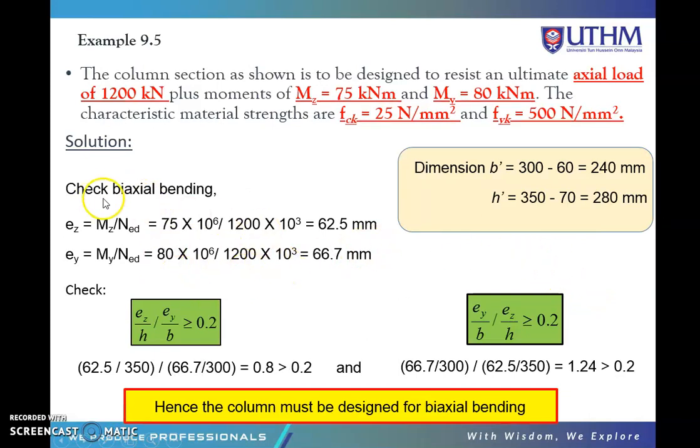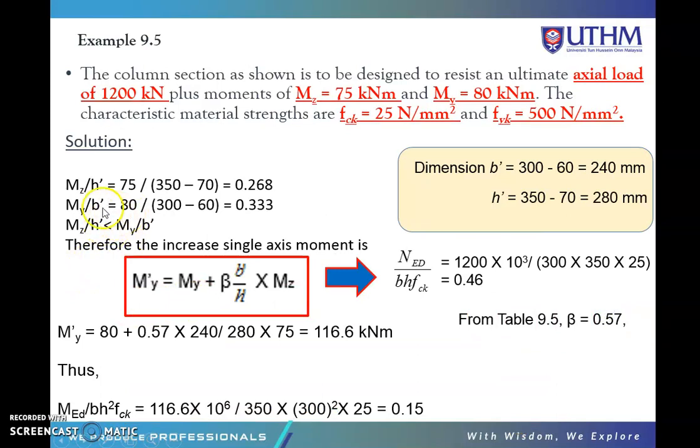So we can check the biaxial bending by using this equation. So we get the value of eccentric in z direction, eccentric in y direction. So we can check which condition, these two conditions. After we substitute the value, we got, yes, fulfill the condition. So hence the column must be designed for the biaxial bending. So after that, we already know that this column must be designed for the biaxial bending.